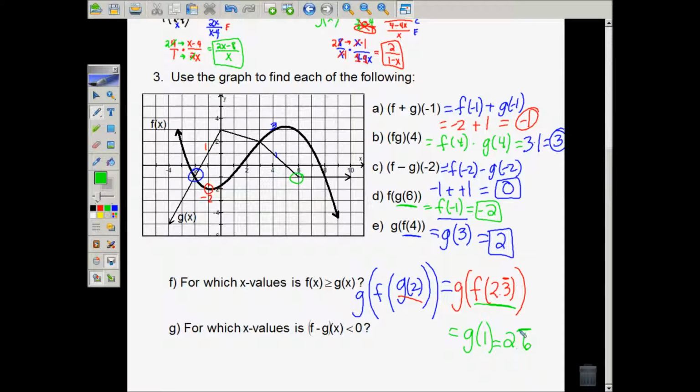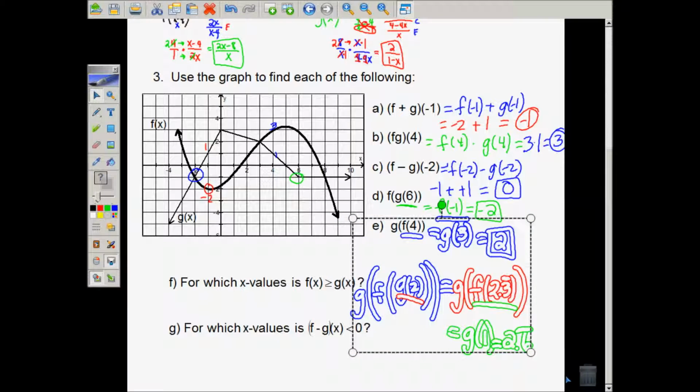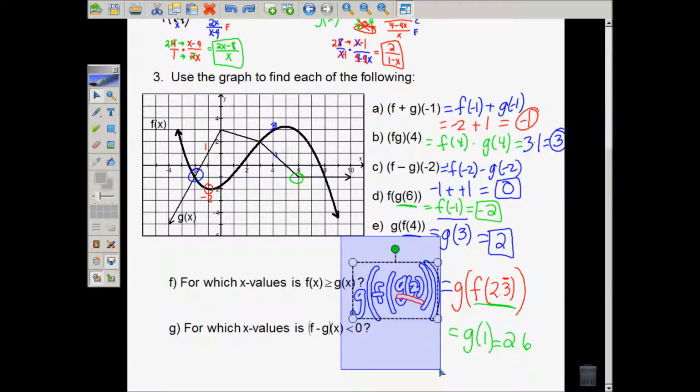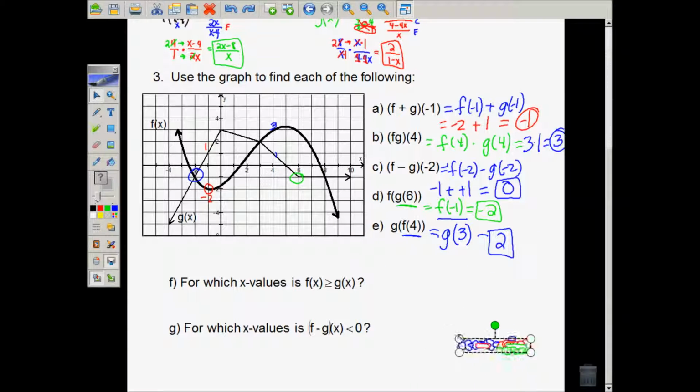So let's get going. Let's do a little more processing with this. Remember when we talked about intervals? And we were talking about when something's increasing and decreasing? Okay, same thing here. We want to talk about when is this happening in a function. So when I read this, it says, for which x values is f of x greater than or equal to g of x? If a function is greater than another function, what does it appear to be doing? What would you think?